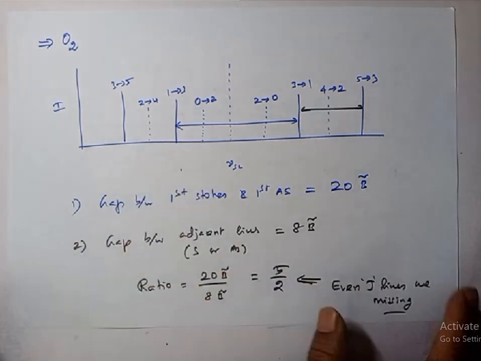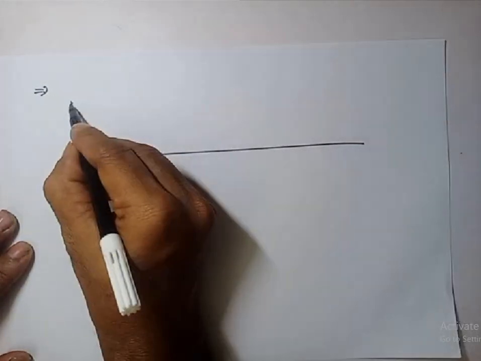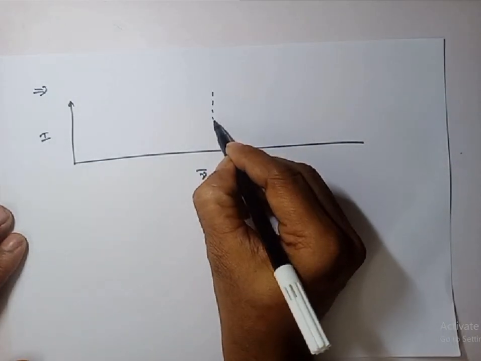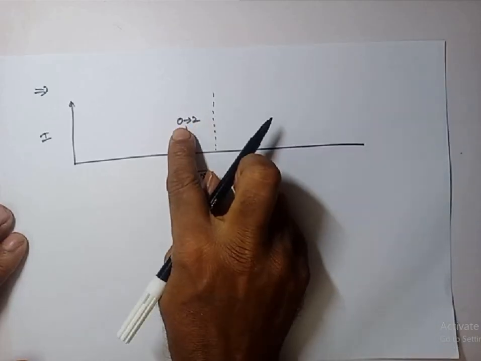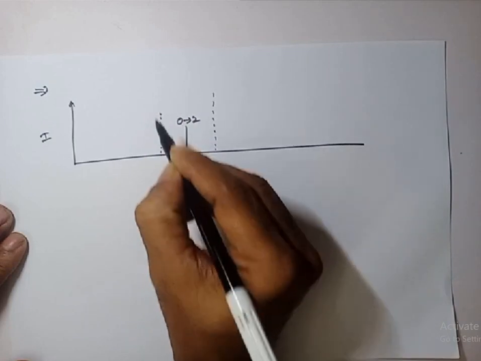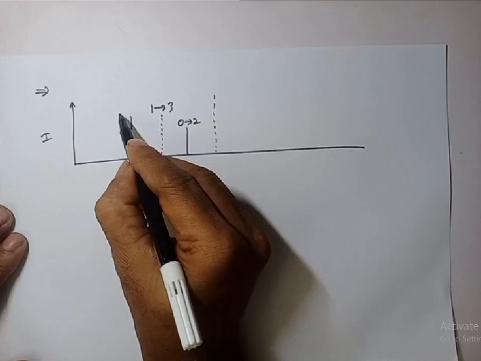Now let me ask you a question. Suppose I have some molecule in which odd J lines are missing. How will you identify whether odd J lines are missing or not in the spectrum? Intensity, scattered frequency. This is Rayleigh. Now the first line appears, 0 to 2. A line starting from even J appears. But a line starting from odd J, 1 to 3, does not appear. Similarly, a line starting from even J, 2 to 4, will appear.